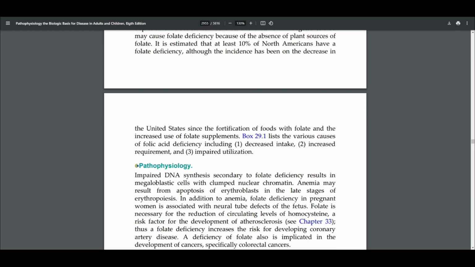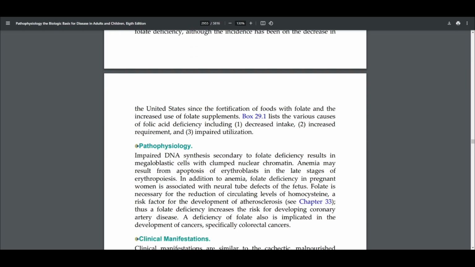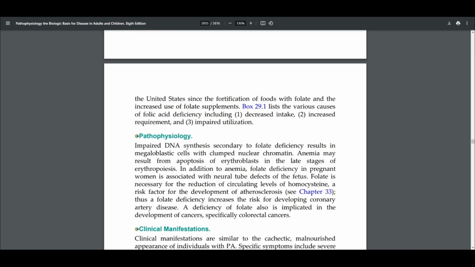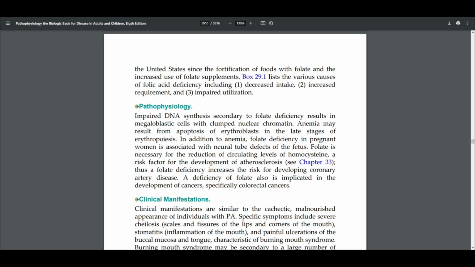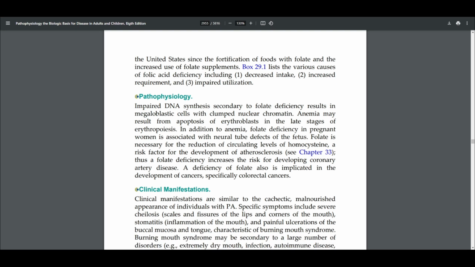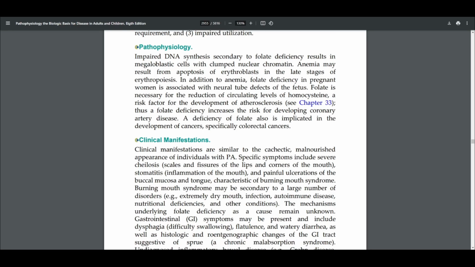The box in 29.1 lists the various causes of folic acid deficiency, including the common decreased intake, increased requirement, and impaired utilization. So, its pathophysiology, therefore. Impaired DNA synthesis secondary to folate deficiency results in megaloblastic cells with clumped nuclear chromatin. Anemia may result from apoptosis of erythroblasts in the late stages of erythropoiesis.